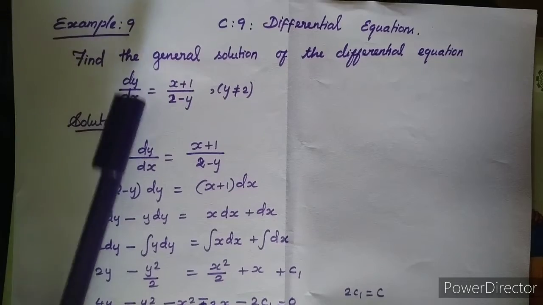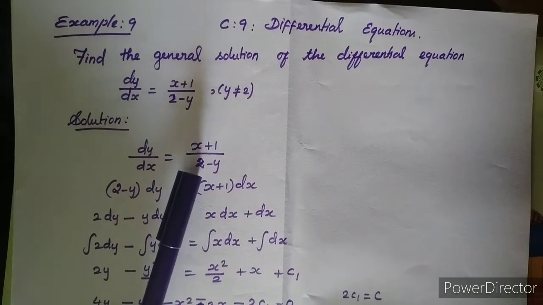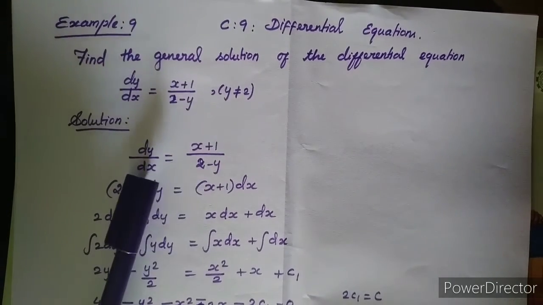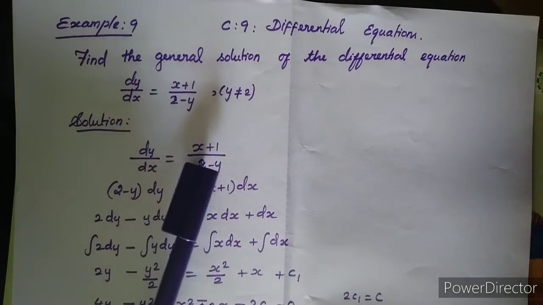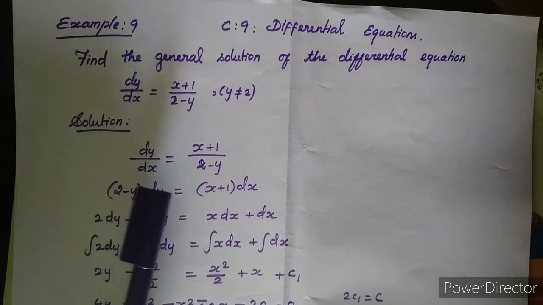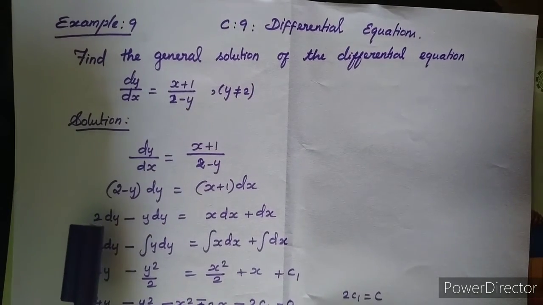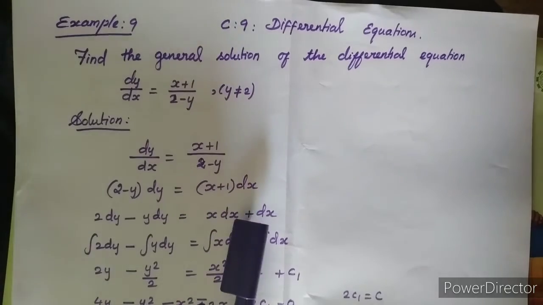Solution. Consider the given differential equation dy by dx equal to x plus 1 by 2 minus y. Do the cross multiplication. Therefore dx on the right side, x plus 1 into dx. This 2 minus y will be on the left side, 2 minus y into dy. Then 2 into dy minus y into dy, x into dx, 1 into dx. Next 2 dy minus y dy equal to x dx plus dx.